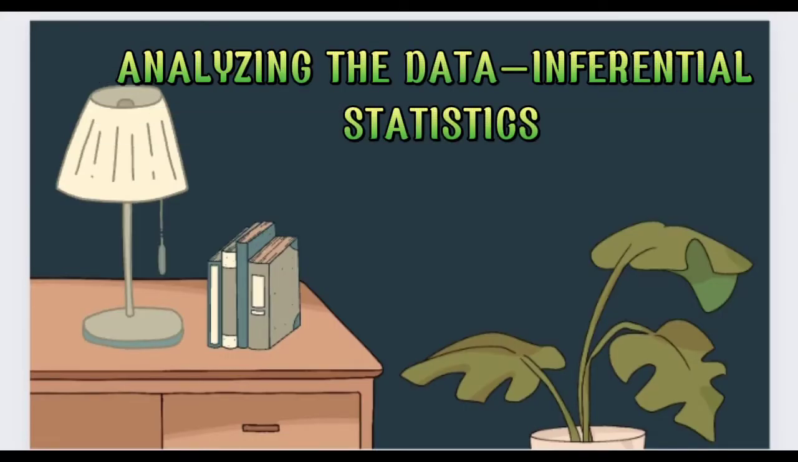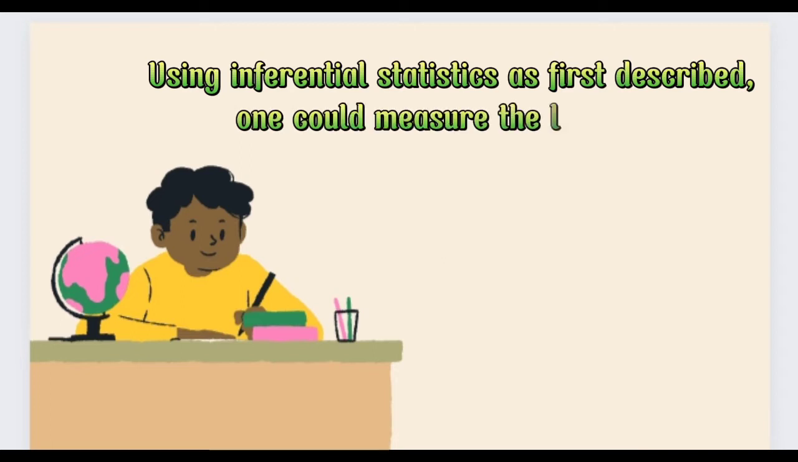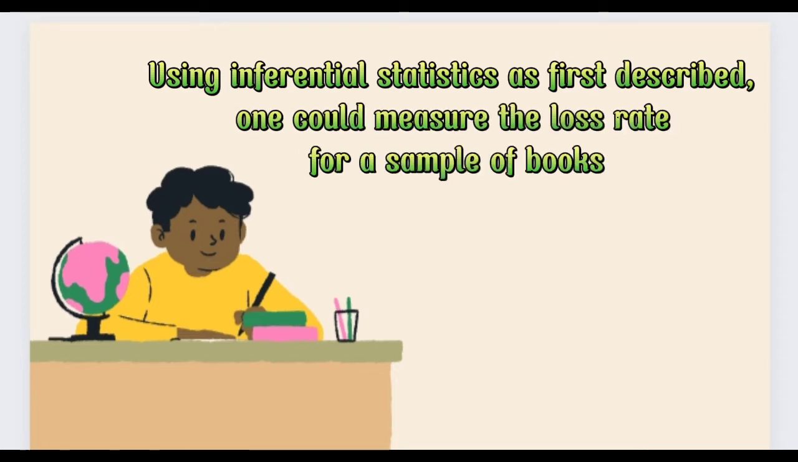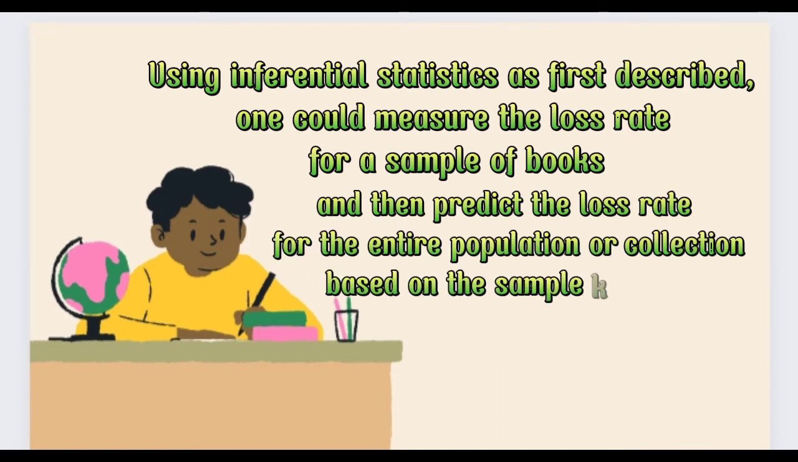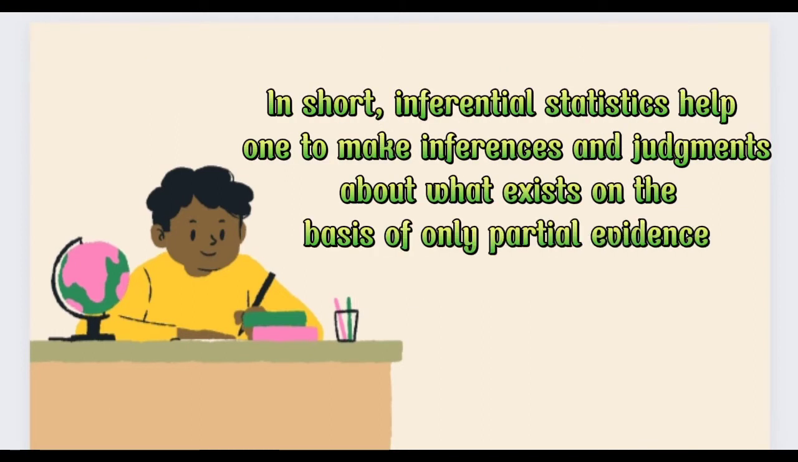Analyzing the data. Inferential statistics. Using inferential statistics as first described, one could measure the loss rate for a sample of books, and then predict the loss rate for the entire population or collection based on the sample statistic. In short, inferential statistics help one to make inferences and judgments about what exists on the basis of only partial evidence.